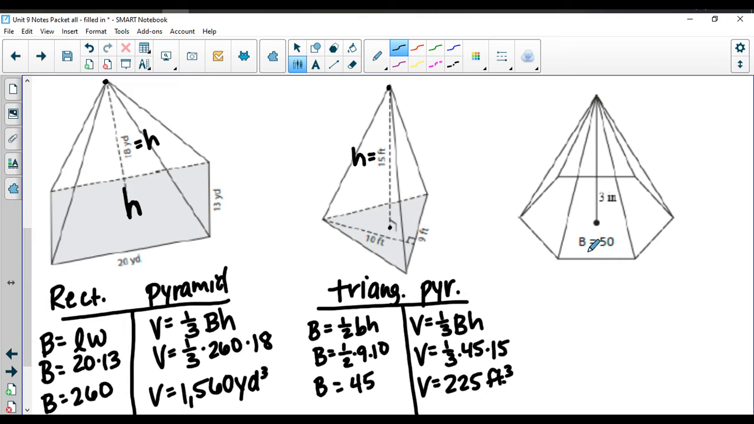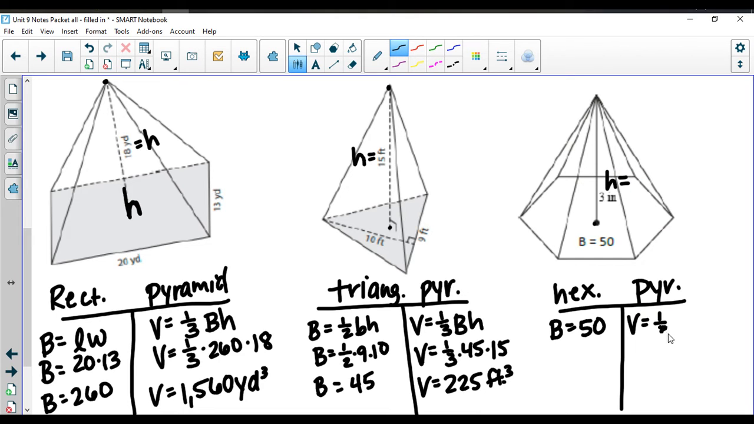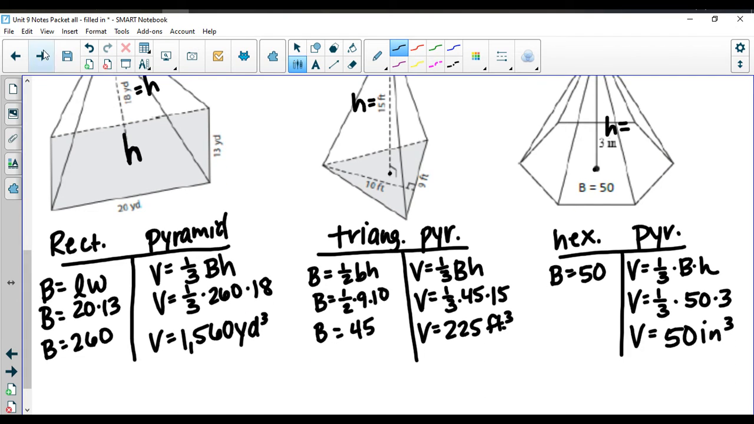In this last one, we have a hexagonal pyramid. So I'm just going to call it a hexagonal pyramid. And my hexagon area of the base, it actually tells me on my picture is 50. And then it does have this line in here. This is going to represent my height. This one's a little bit easier to do because there's not really too much work here. So we're going to do 1/3. The area of the base is 50 and the height is 3. That's going to end up giving me a final volume of 50 cubic inches then in example number 3.